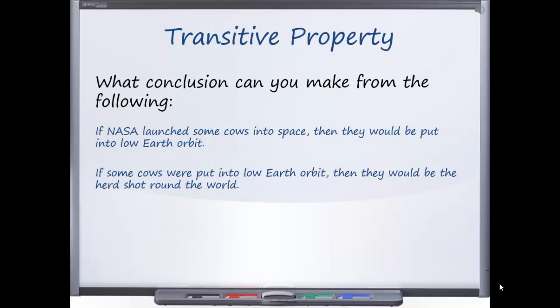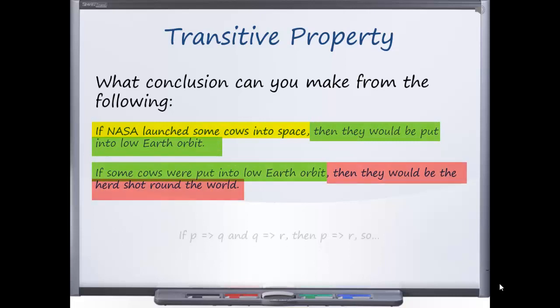Let's look at an illustration of the transitive property that you should be familiar with. What conclusion can you make from the following? If NASA launched some cows into space, then they would be put into low Earth orbit. If some cows were put into low Earth orbit, then they would be the herd shot round the world. Okay, so this is bringing back that chain of reasoning that we talked about when we looked at conditional statements. You can see the if P then Q and if Q then R scenario here.